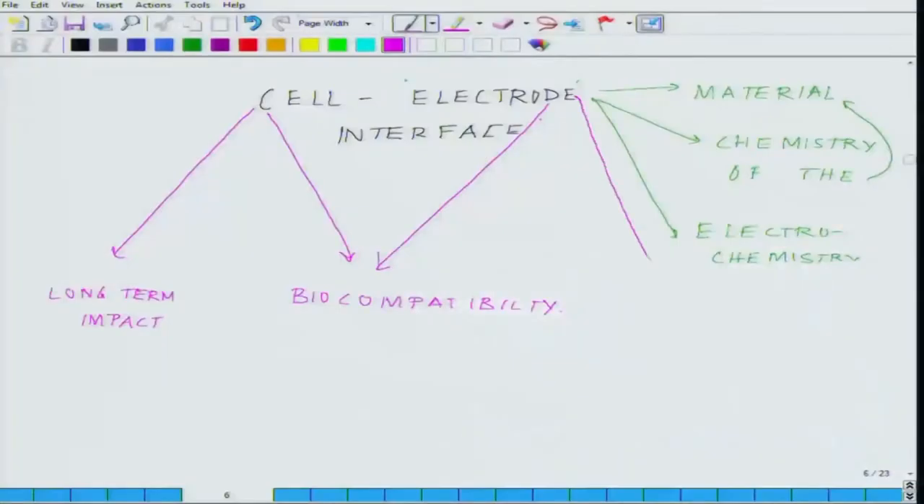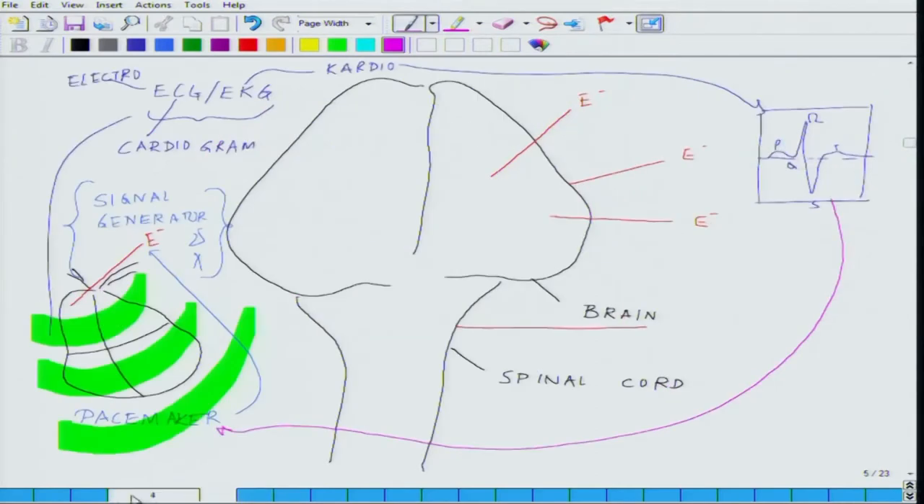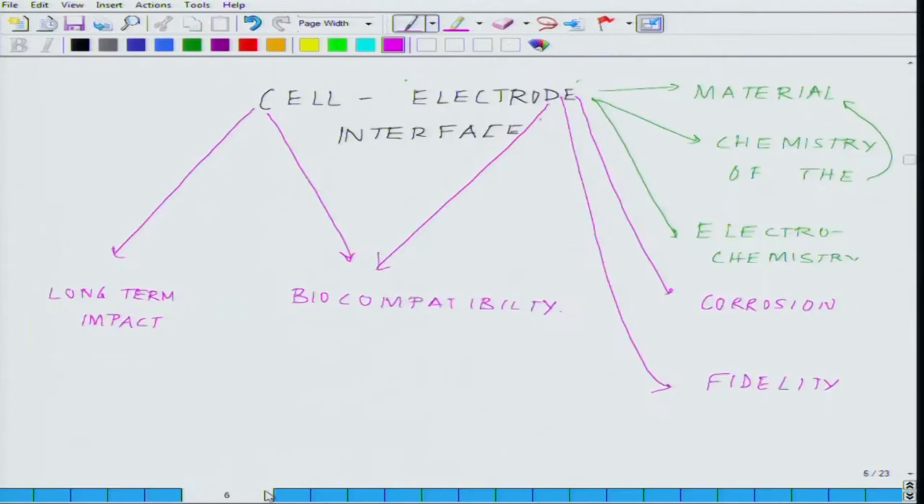And in that same line there is something called corrosion, and then the fidelity of signal, how long the signal lasts. You have to realize here in this diagram, whenever this electrode is inside, essentially what is happening, if I redraw this situation, it is like this. If I represent the cell by a green color like this, you have the electrode as red color like this. So this is your electrode and this is your cell. At this interface zone, it is a very dynamic zone. This is the zone where this cell is secreting a lot of things, and the surrounding fluid is interacting with this electrode.